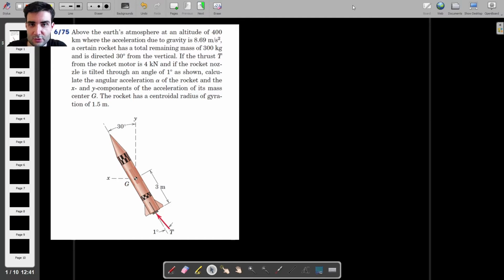So let's read the question and let's try to understand what it wants. So we're dealing with a rocket, obviously, and it says here that the gravitational acceleration is 8.69 meters per second squared. So it's clearly at a certain height above the ground, which is actually given to us as 400 kilometers. And we know the mass of the rocket is 300 kilograms. So that's m equals 300 kilograms. And the rocket is heading 30 degrees with respect to the vertical line.